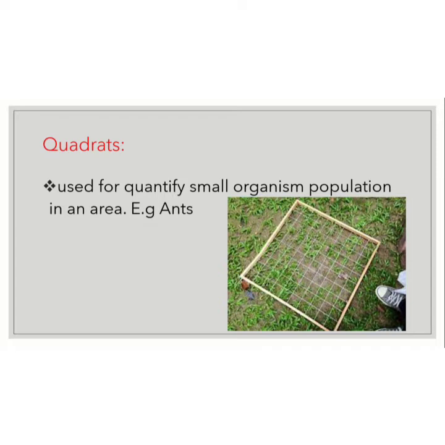Okay, so let's say you have 10 ants in 1 square meter of the field, but the field is 100 square meters. You just need to multiply the 10 by 100 and you know how many ants are on the field, so to speak. That's simple math stuff. All right, so you use quadrats to quantify small organisms in an area, and that's an example of a quadrat right there.